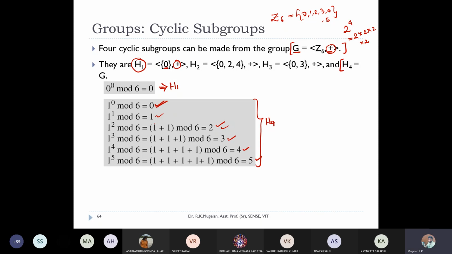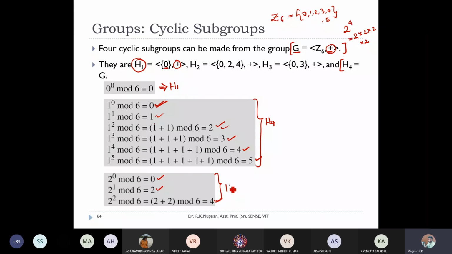This is another subgroup. Now I'm going for 2. 2 power 0 is again 0. 2 power 1 is 2. 2 power 2, 2 plus 2 is 4, 4 mod 6 is 4. 2 power 3 ends up as 6 mod 6, so again 0. Then 2 power 4 gives 2, and so on. So 0, 2 and 4 also form a subgroup, termed H2, with elements 0, 2 and 4 under addition, satisfying all four properties of a group.